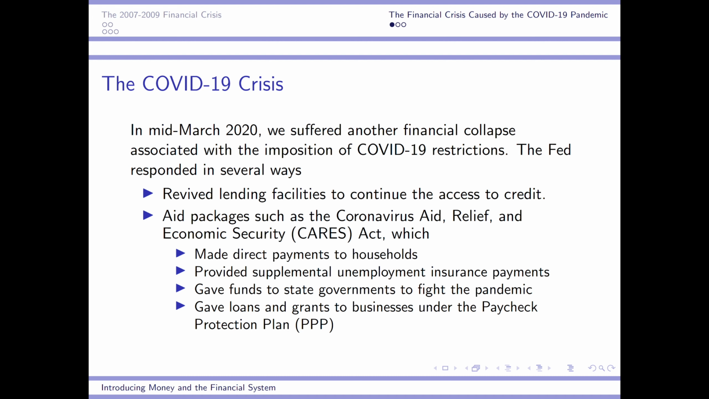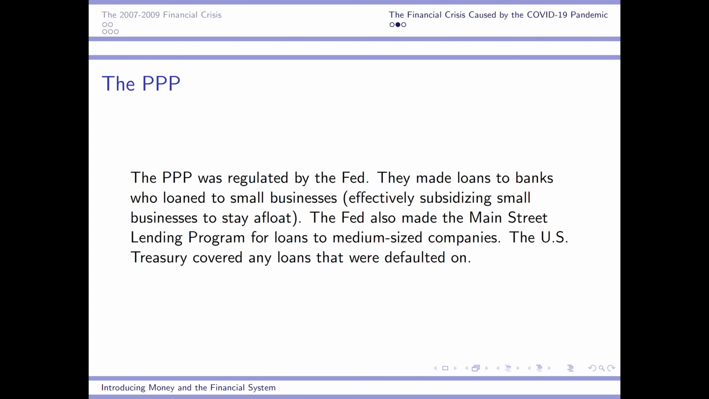They also gave state governments substantial funds to fight the pandemic to make sure that money was no object. And then finally, the one that we're interested in money and banking is the Paycheck Protection Plan, or the PPP program. And the PPP was regulated by the Fed. So this was an interesting directive by Congress and arguably a bit of congressional overreach. But the Fed was all on board with it.